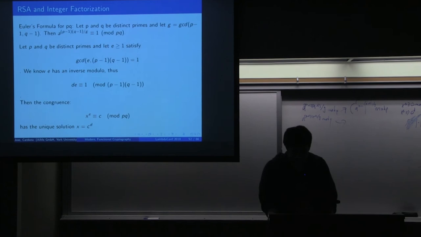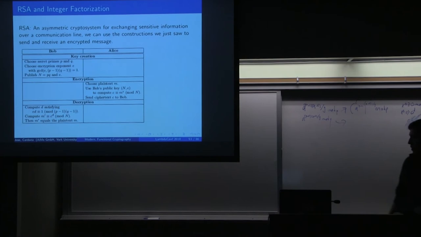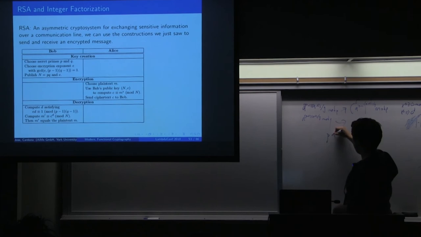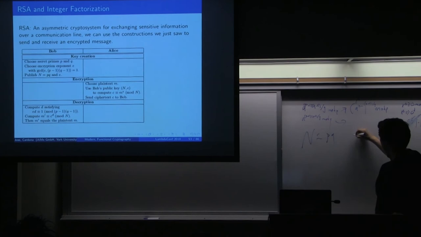But this is essentially how RSA works, where under the guise of this problem, you pick some primes p and q, and we call this n. And then we compute, sometimes people call it r, which is p minus 1.